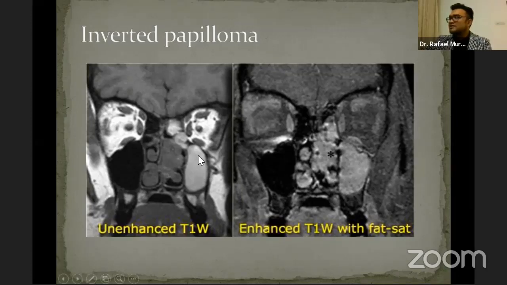So this is a case with an unenhanced T1 weighted image. We can see an inverted papilloma, which is hypointense, and on the enhanced T1 weighted image with fat suppression, we can see it is very hyperintense, or we can say contrast enhanced, in the nasal cavity.